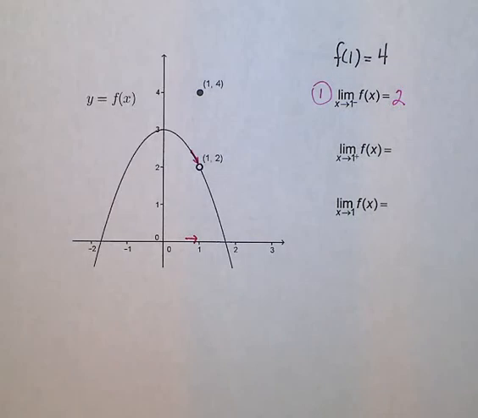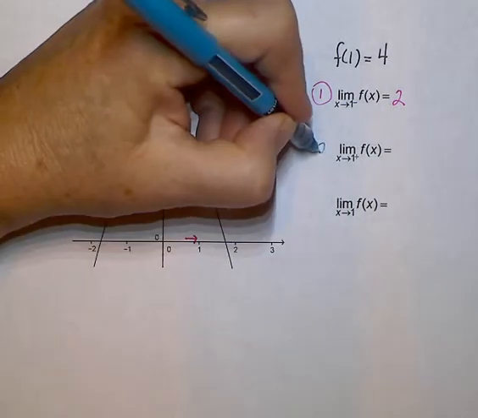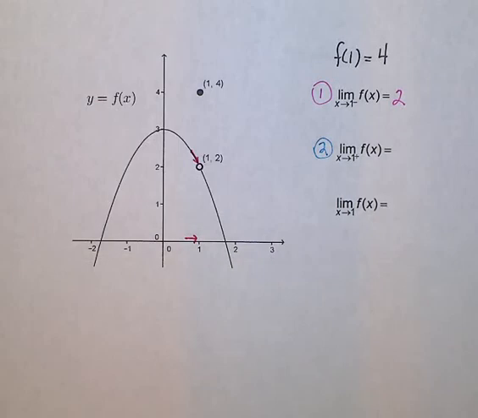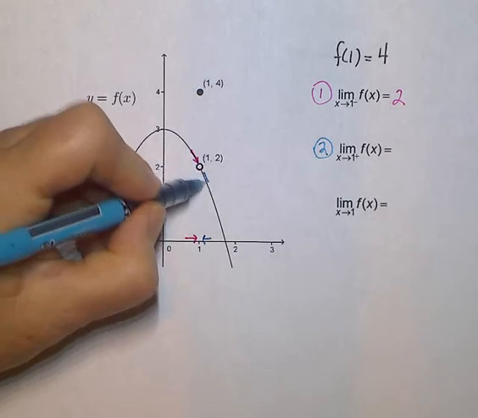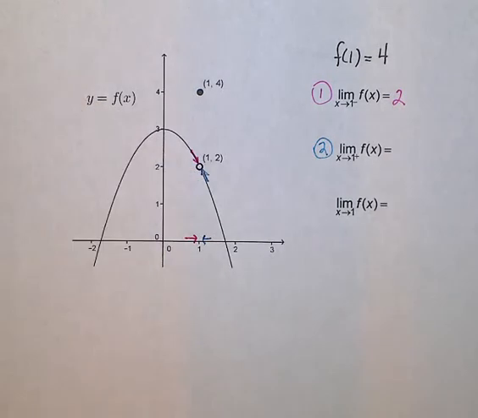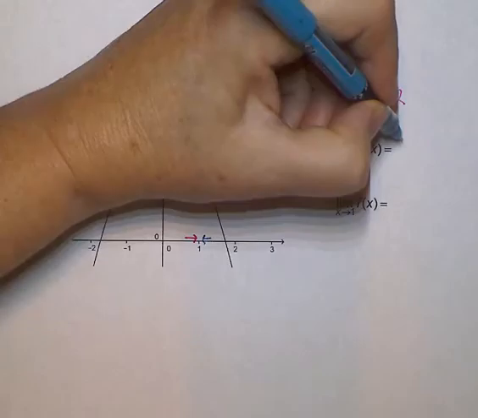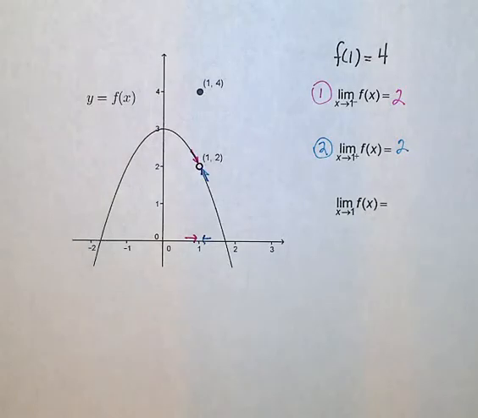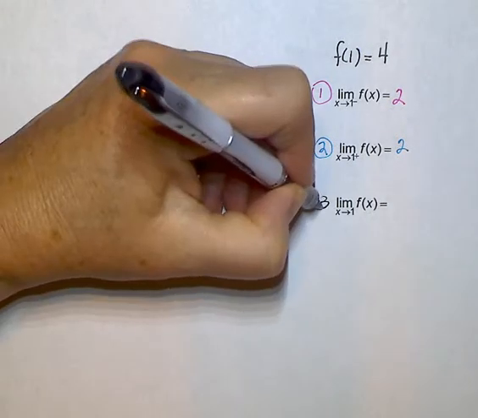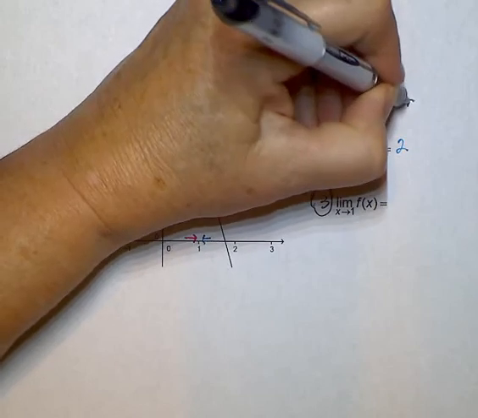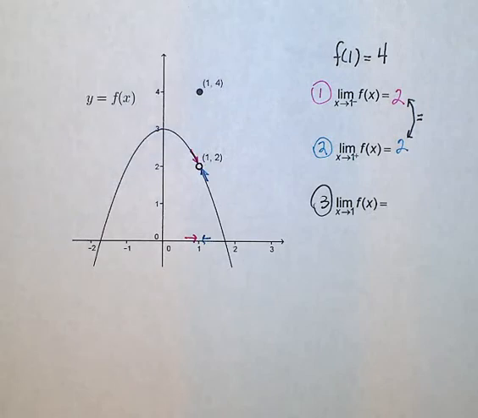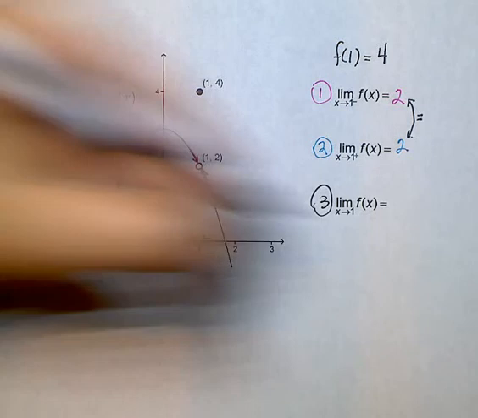The next question asks us, what is happening to the y values if x gets close to 1 coming in from the right-hand side? So now we're on this piece of the graph. And again, we see that we are getting closer and closer to 2. The third question is the two-sided limit question. What happens as x approaches 1 to our f of x values? And again, we have this situation where we got the same answer coming in from the left and coming in from the right. And so the limit as x approaches 1 of f of x is 2.